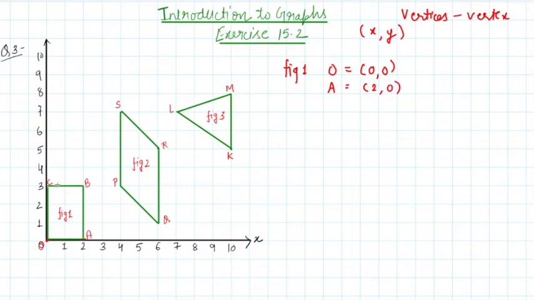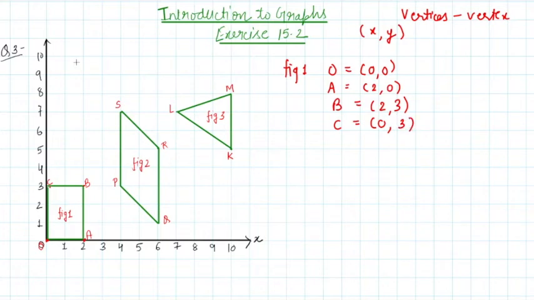Let's write for B. B on x-axis is how much? 2, and y is 3 here. So here we can write 2 and 3, because B on x is 2, we have covered 2 units, and on y we have covered 3 units, so 2 and 3. Now the last vertex of this figure is C. How much is x here? 0. And how much is y? It has covered 3 units, so 0 and 3.